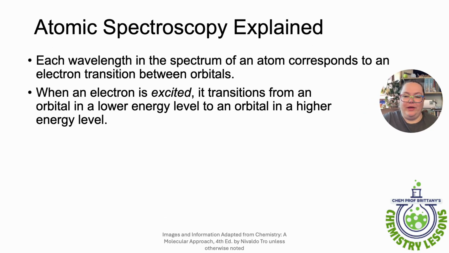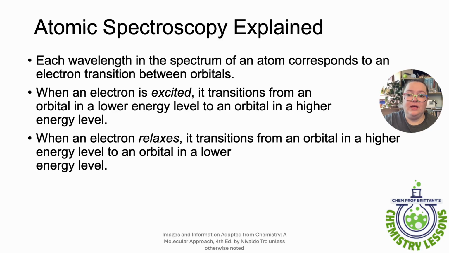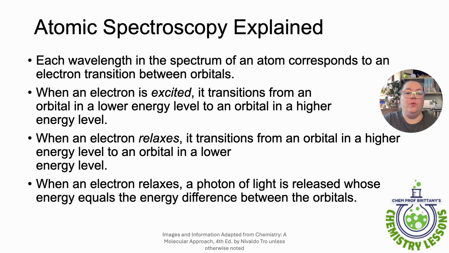Okay, so really quickly, atomic spectroscopy is each wavelength of the spectrum of an atom corresponds to an electron transition between orbitals. So when an electron is excited, it transitions from lower energy to higher energy. And then when it relaxes, it transitions from higher energy to lower energy. Hopefully that makes sense. So when an electron relaxes, a photon of light is released. And that energy equals the difference between the orbitals.